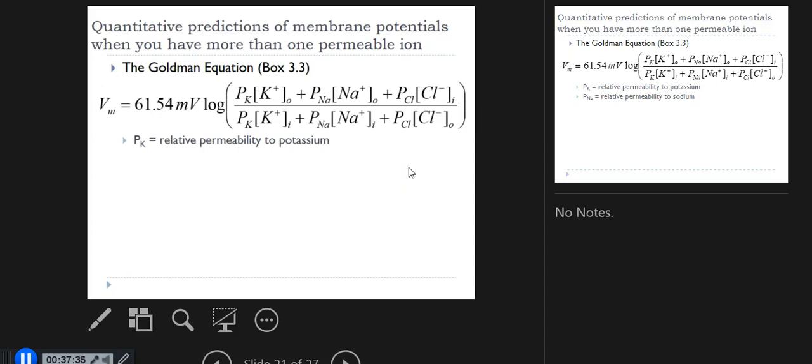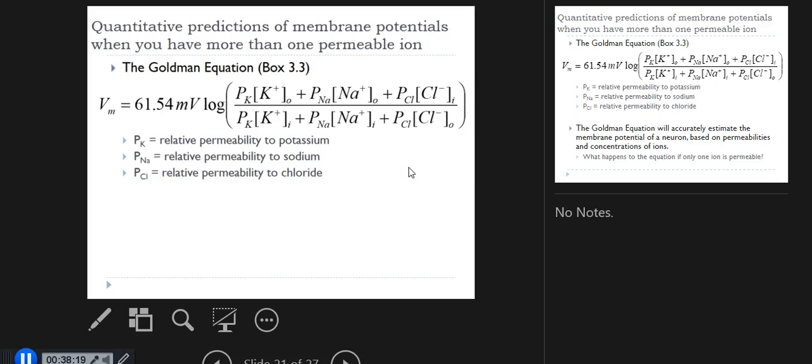This big thing has permeabilities and concentrations in it. So pK means the relative permeability to potassium. This is just a unitless number. It could be a 1, a 5, a 10, whatever it happens to be. This is telling you how permeable you are to potassium. So when I said that potassium's permeability in a typical neuron is 40 times that of sodium, you might plug a 40 in here for potassium. PNa is over here. This is the permeability of sodium. So if potassium is 40 times as permeable as sodium, the potassium permeability might be 40, sodium's permeability might be 1. Okay? So that would mean that you're 40 times as permeable to potassium as sodium.